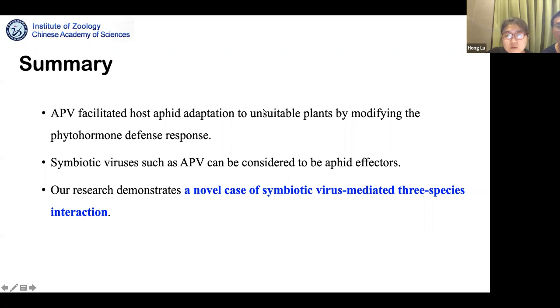The question asks, APV infection increased the survival rate of aphids, but decreased their reproduction rate, correct? And is the difference significant or not? And if so, do you have any idea why? Yes, APV infection decreased their reproduction rate. Do you have an idea why that maybe happened? Do you have an answer?